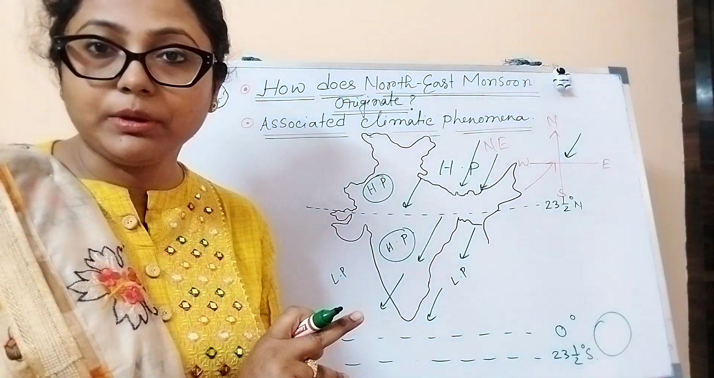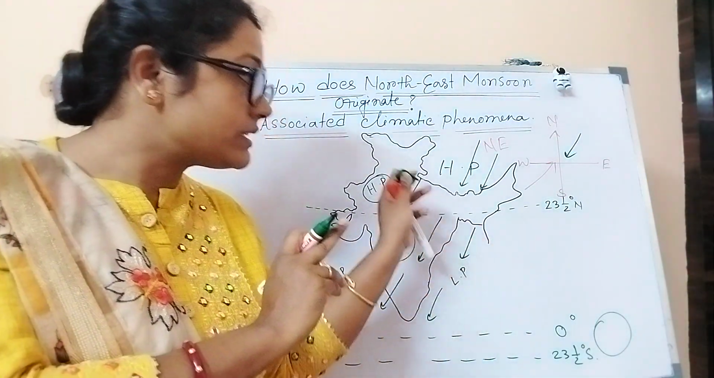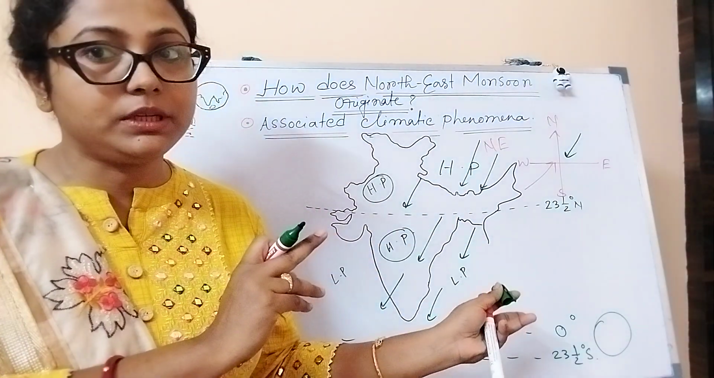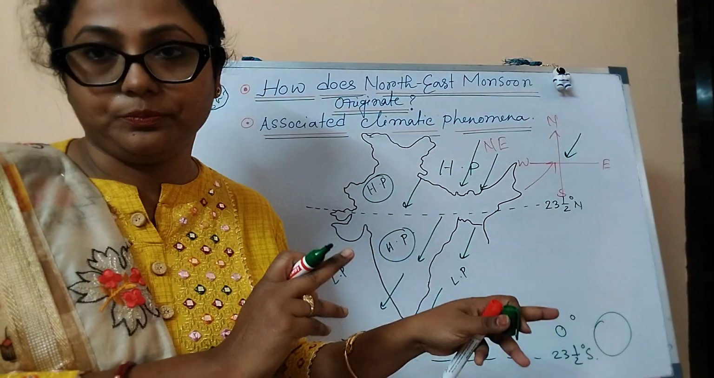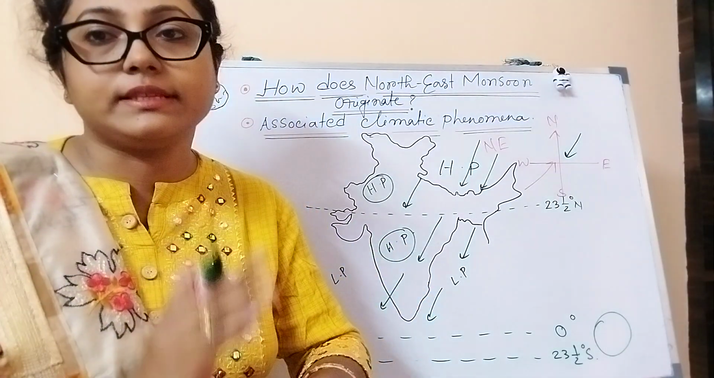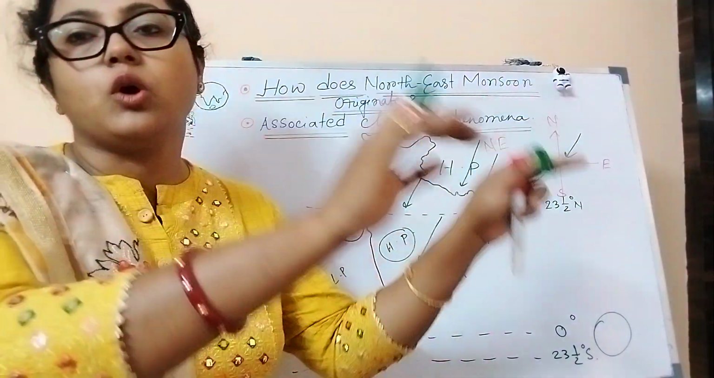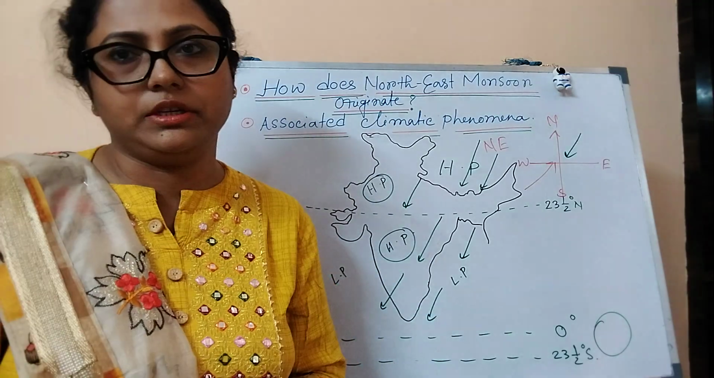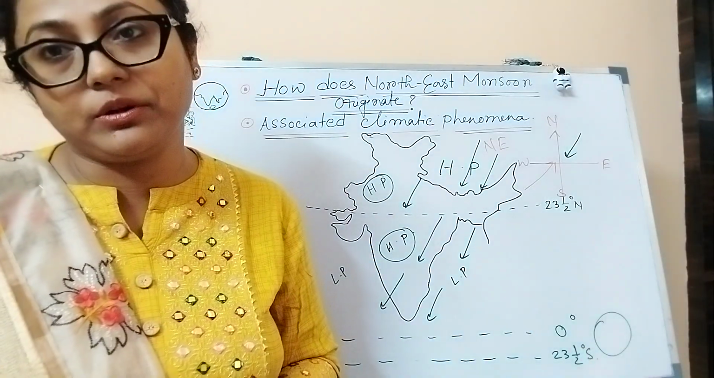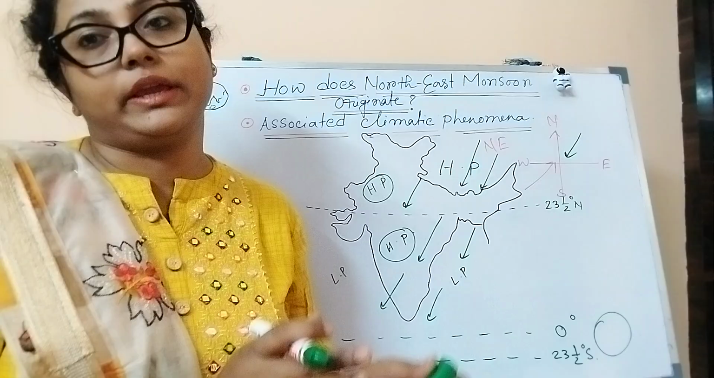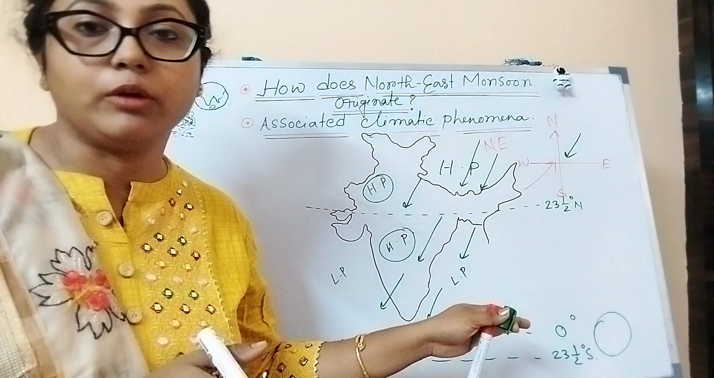And why does it happen? Because of the differential heating of land and water. During summer, land gets heated up more quickly than the water body. As a result, low pressure was developed on the land and in the surrounding water body there was high pressure. So wind blows from the ocean or sea towards the land, bringing enough moisture with it. From the southwest direction it was blowing, and it causes rainfall in most parts of India. But during winter, what happens? The pressure belt shifts because of the southward movement of the sun. Land gets cooled down more quickly than the water body. As a result, high pressure will be developed on the landmass and low pressure on the ocean.